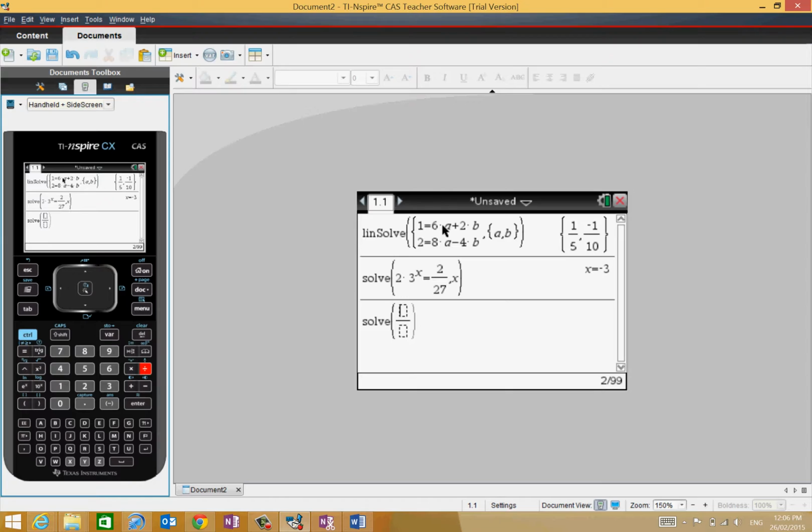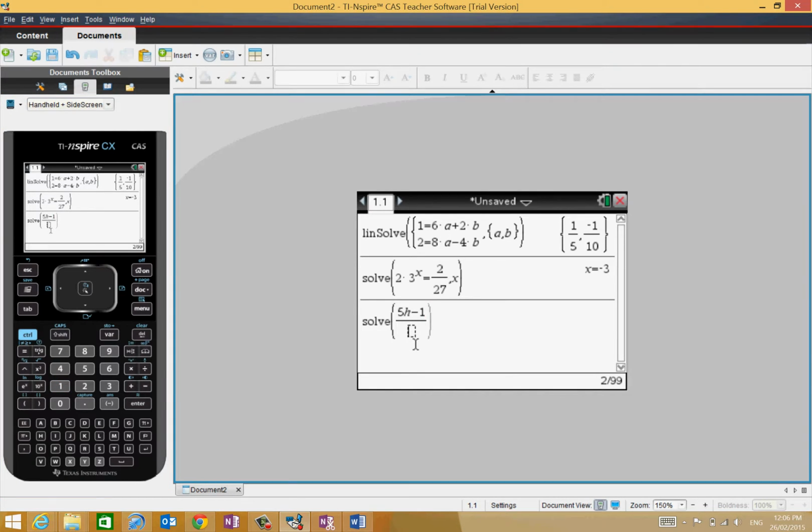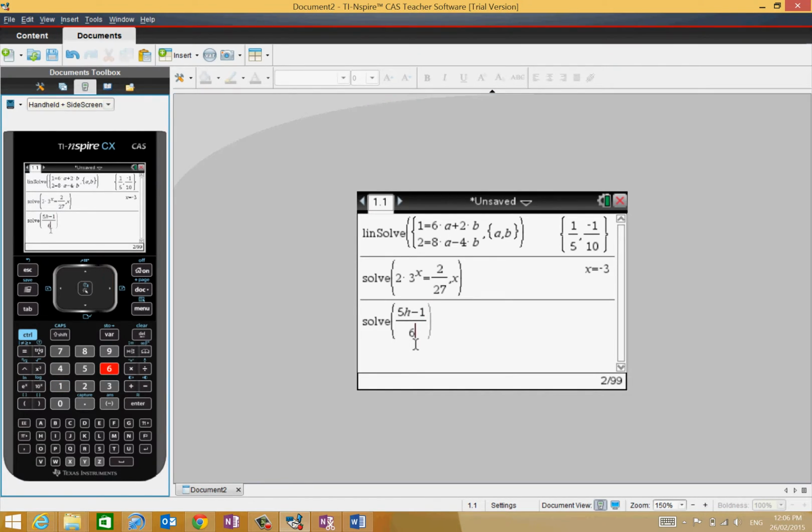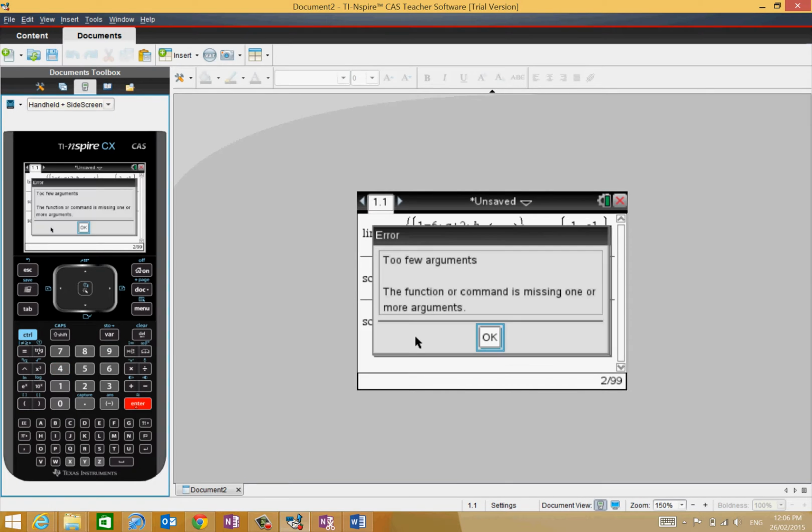Okay, so what you need to do is we need to put in 5h minus 1. Now we can do that, can't we? We can go 5h minus 1 over what? Over 6. Beautiful. Now that is equal to what? Don't forget the equal sign. Is equal to 54. Now, what a lot of students do is they press enter.